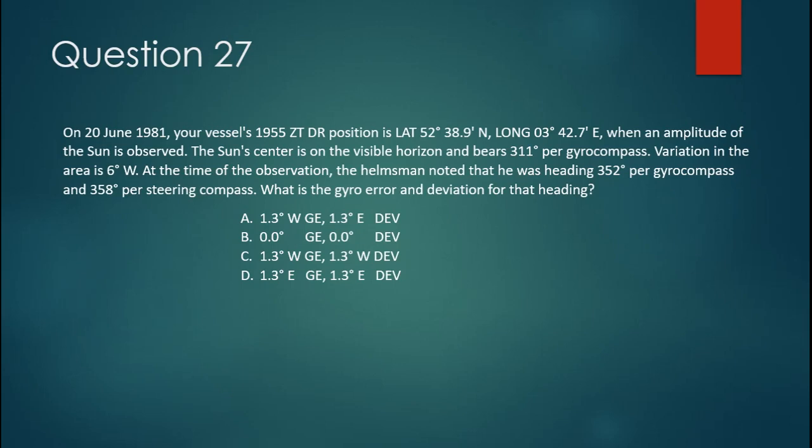So we'll use the amplitude to work down the gyro error, apply that to the gyro heading to get a true heading, and apply that to the magnetic compass heading to get the deviation. So let's take a look at how we do this.